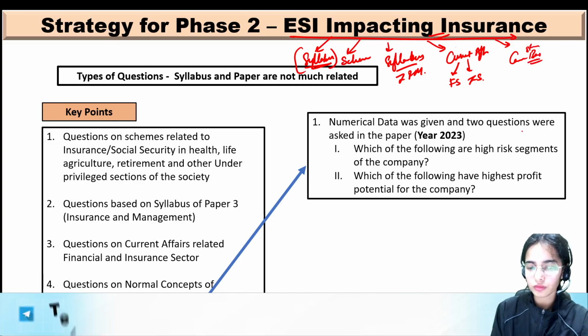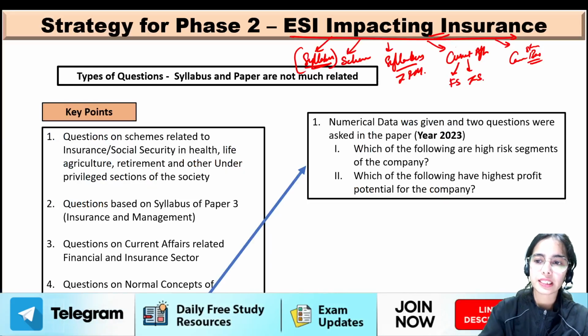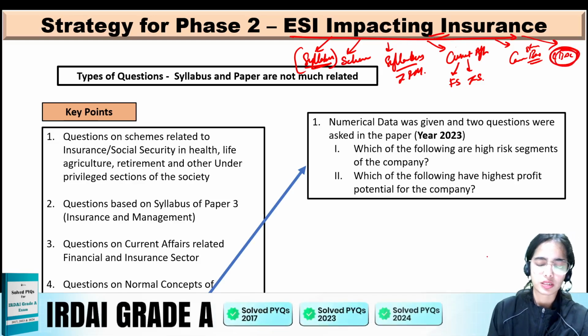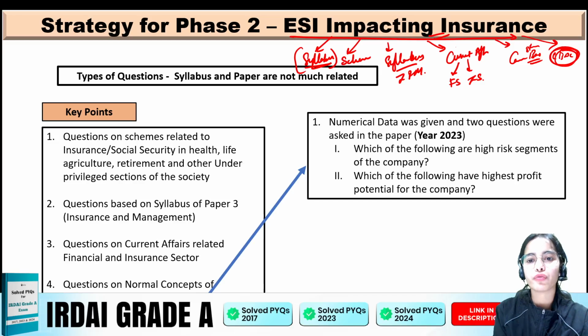Like some generic topic like the CBDC. A question came on CBDC, the central bank digital currency. So this was a generic topic from where the question came.